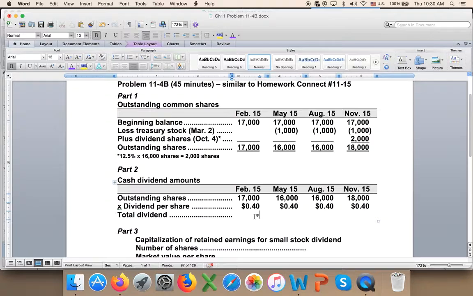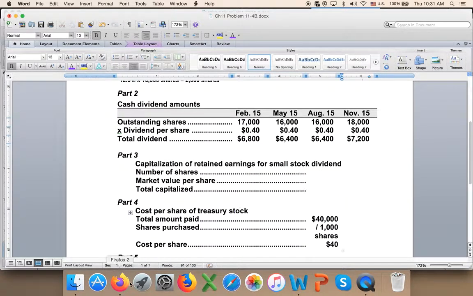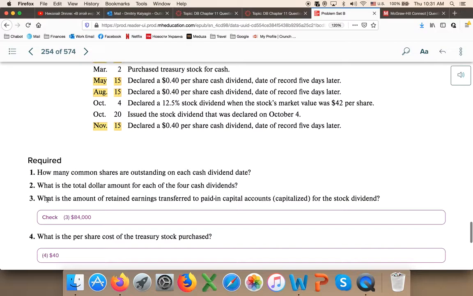Let me copy and paste. So total dividend, this is in dollars, right? So part number 1 was the number of shares. Question number 2, the amount, 6,800 and 6,400 on both dates, May 15th and August 15th, and then November 15th, it's 7,200 shares. Okay, got it.